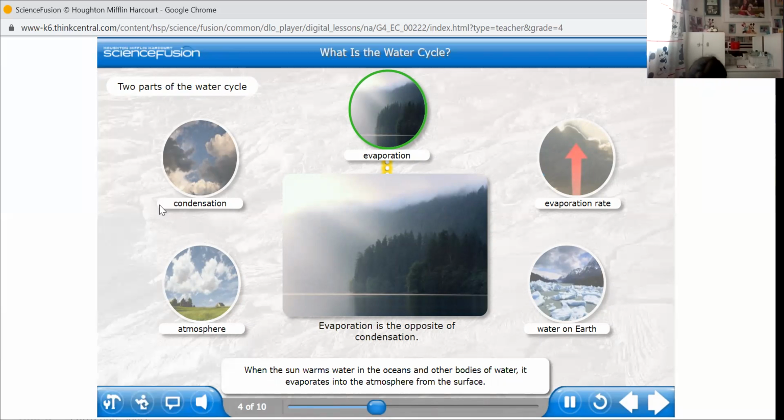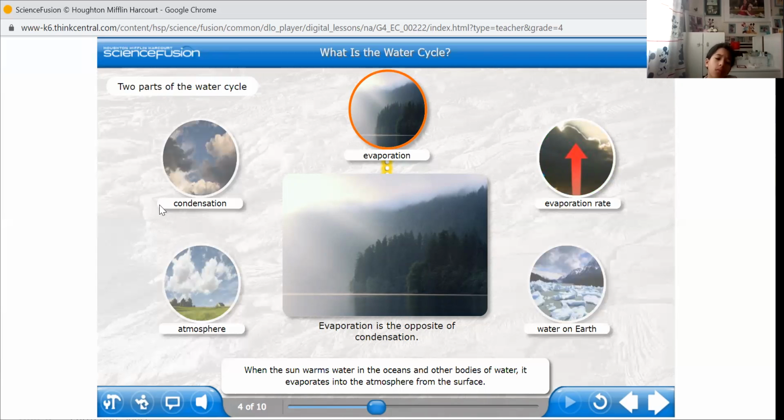When the sun warms water in the oceans and other bodies of water, it evaporates into the atmosphere from the surface. What is the atmosphere? Do you have any idea, Leah or Leanna? What is the atmosphere? Yes. So you have an idea what is atmosphere? Evaporation rate.